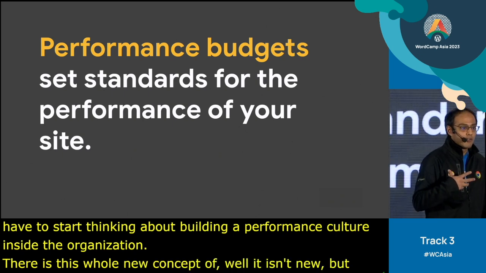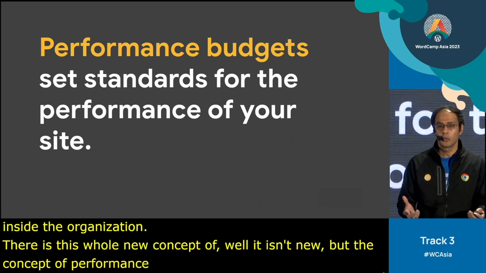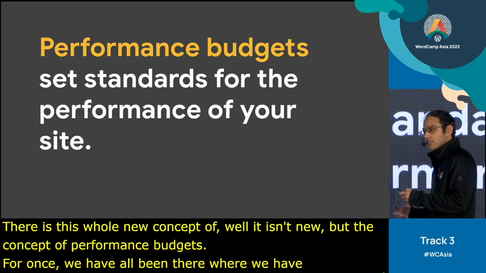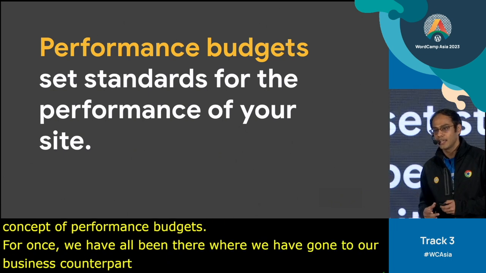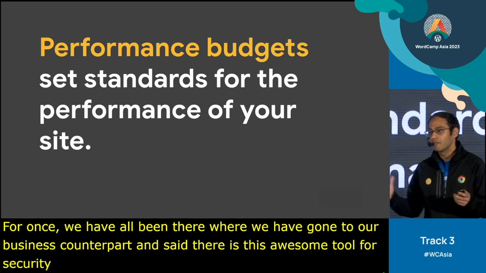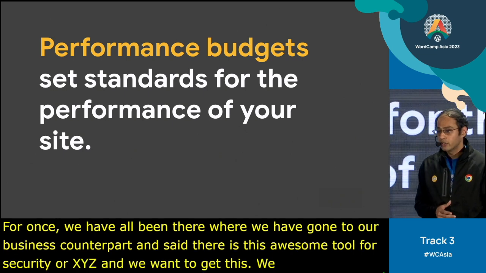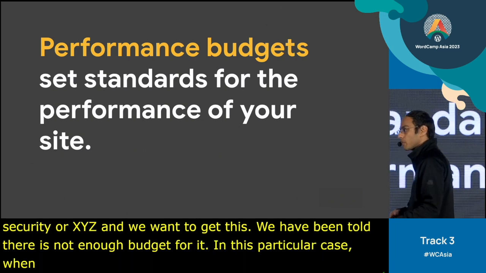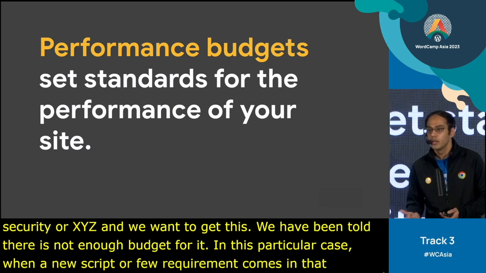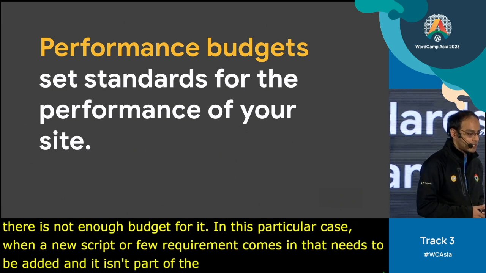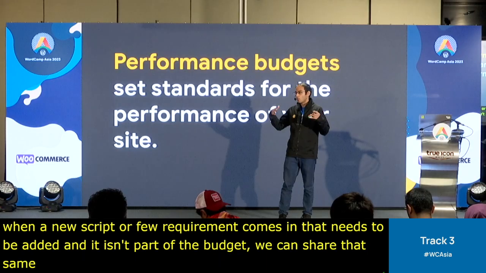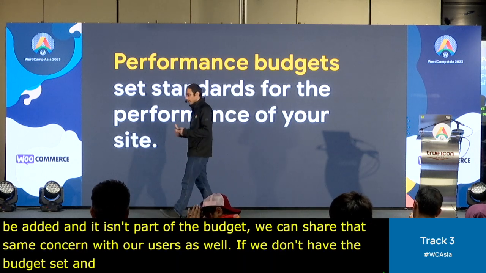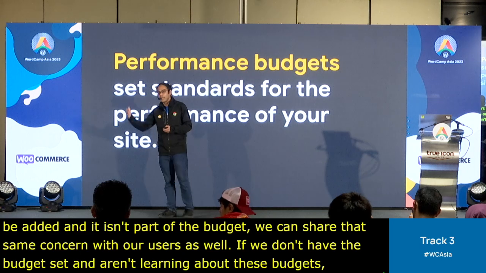So we've all been there where we've gone to our business counterpart and said, hey, look, there's this awesome tool for security or XYZ, and we want to get this, and we've been told that there's not enough budget for it. In this particular case, when a new script or new requirement comes in that needs to be added and it's not part of the budget, we can share that same concern with our users as well. Because if we don't have these budgets set and we're not learning about these budgets, then things will get worse over time automatically. So they will keep us in check as we make changes to the system.